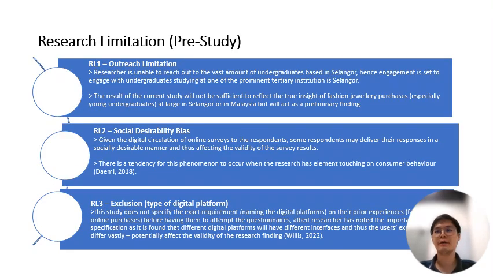Limitation, unfortunately: we have too many undergraduates in Selangor, and it is impossible for the researcher to reach out to each of them. So the researcher will only be focusing on one prominent tertiary institution in Selangor. There is also a chance that respondents will deliver responses in a socially desirable manner. Here comes the bias. And lastly, there is an exclusion of the type of digital platform that we're talking about here, so the researcher has excluded that.